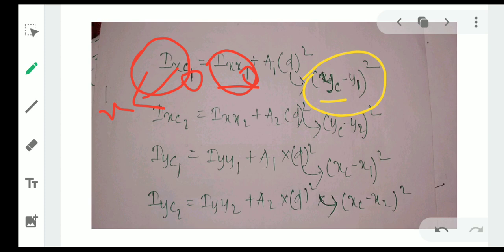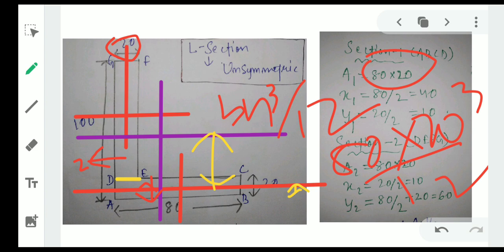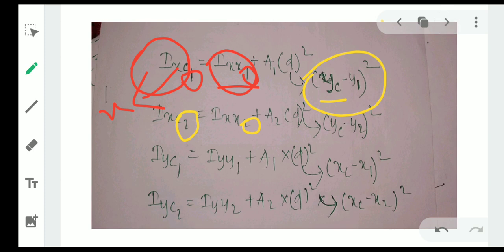Ix2 plus A2, where everything becomes 2 for section 2. What is the area of section 2? The same, 80 into 20, because we divided the section into parts. So the area becomes 80 into 20. Similarly D will be the x axis distance y, so yc minus y2 squared, because it is section 2.